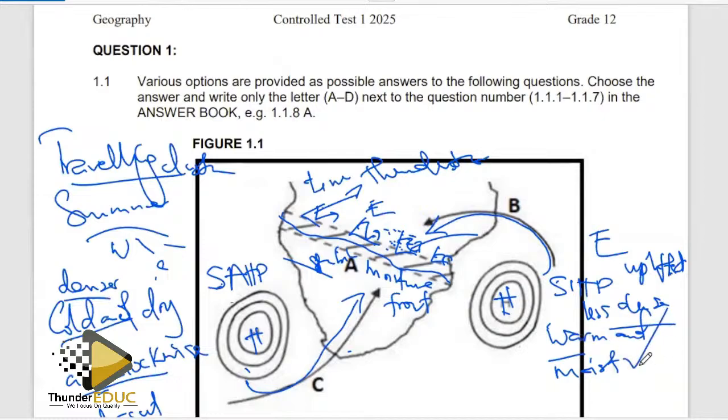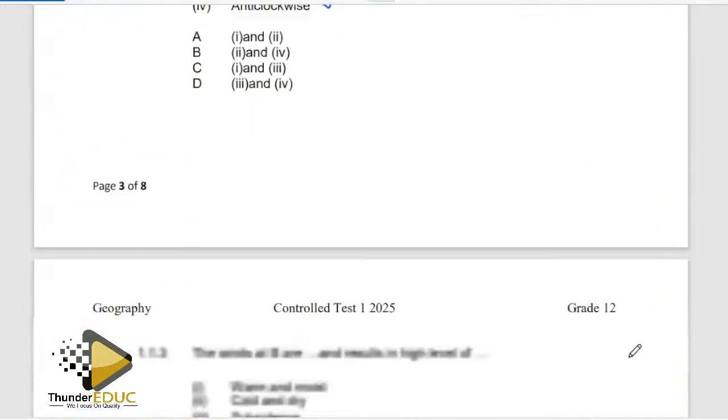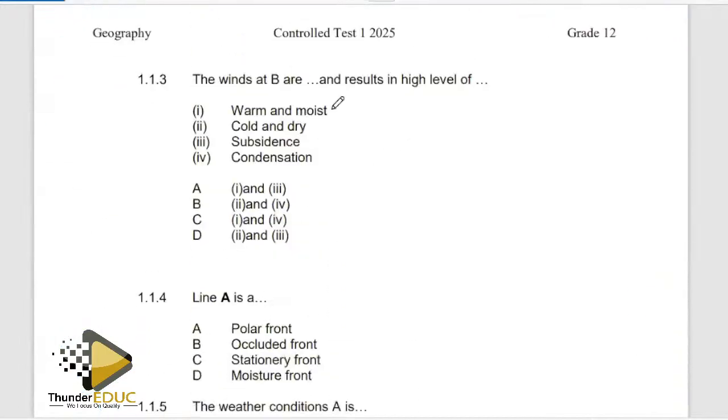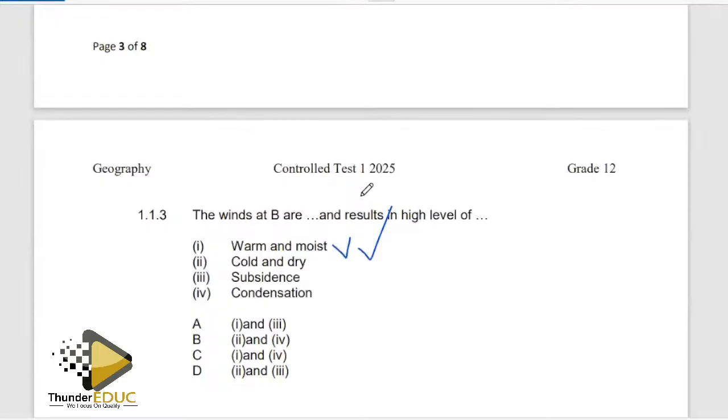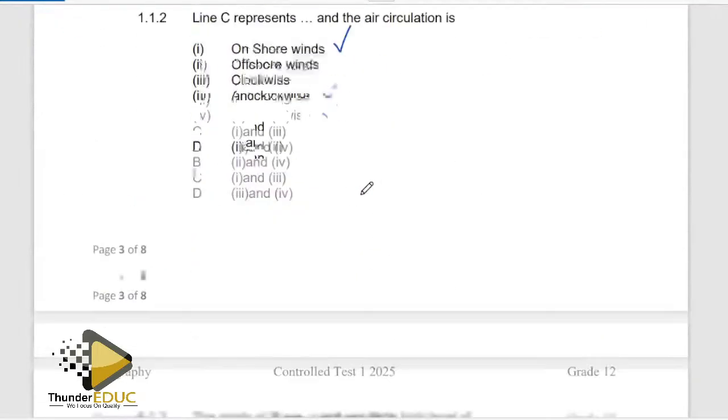and moist because they are coming from a warm ocean. They are warm and moist from the South Indian high pressure cell or South Indian anticyclonic cell. So they are warm and moist. That is our first response. And they result in high levels of what?